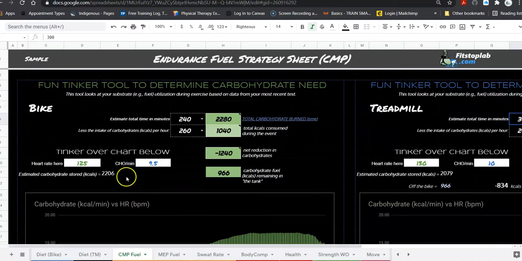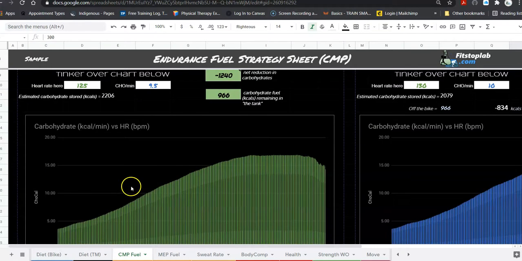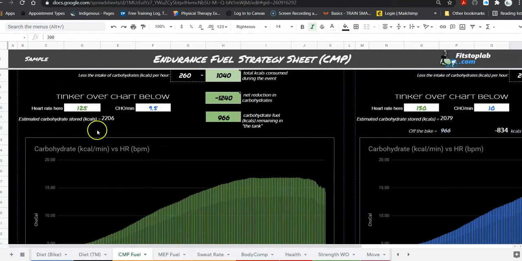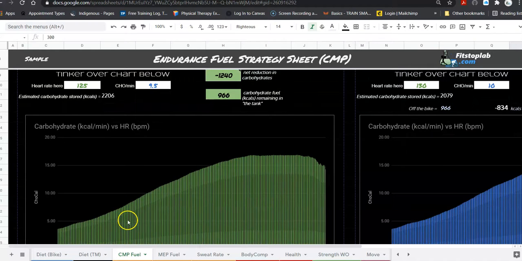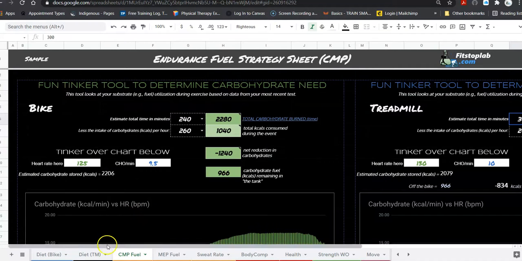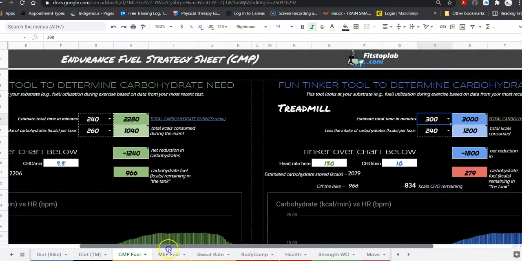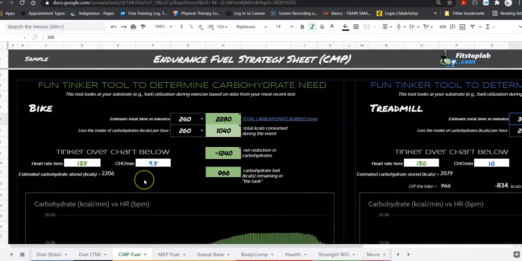Obviously some of these training adaptations can take place, and we would adjust this so that there was enough fuel in the tank for the run. So we'd have to lower that intensity on the bike. But you can see how this works. You can tinker with this information and come up with a strategy of your own for your event, and you'll have a better idea what you need to do.